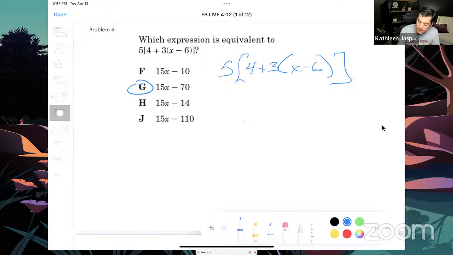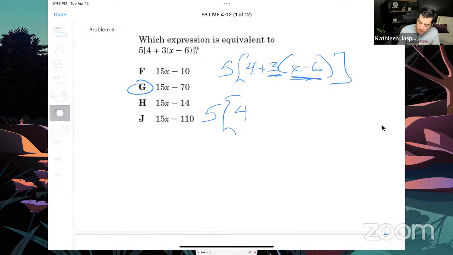Innermost first, that means this parentheses. I can't do x minus 6, so let's go outside. This is where the 3 is. So rewriting everything again, I'll do the 5, I'll do the 4, but now it's going to be plus 3 times x, which is 3x, and then 3 times negative 6, which is negative 18. The parentheses go away, okay?